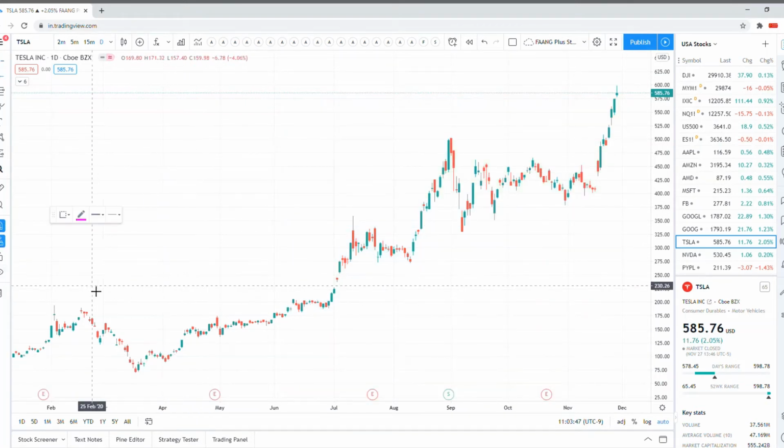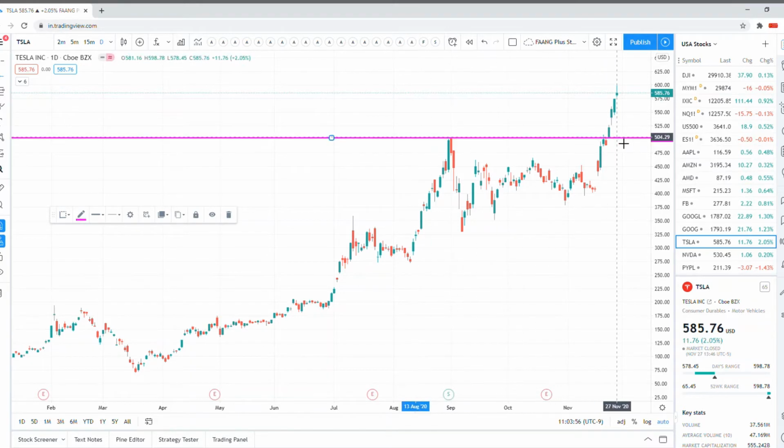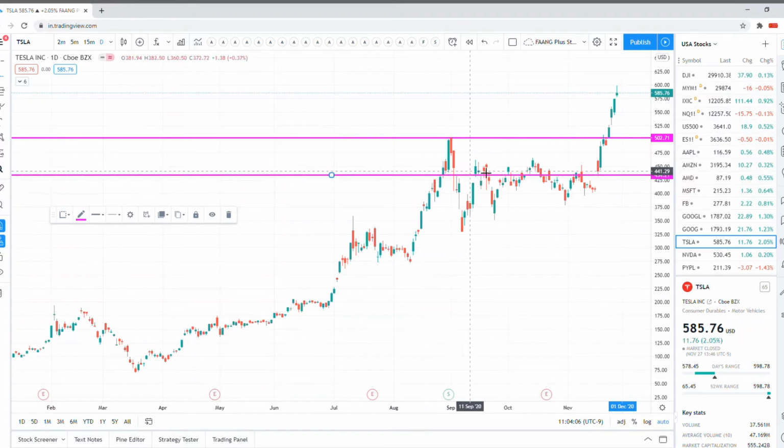Let's start by drawing the support and resistance lines. This was the resistance which Tesla has crossed to reach the top, which is 585, and this was one more support point. It was finding it difficult to take support over here, then it used to break it and go down, then again cross it. So this was a nice area of consolidation. It did consolidate and then went up.